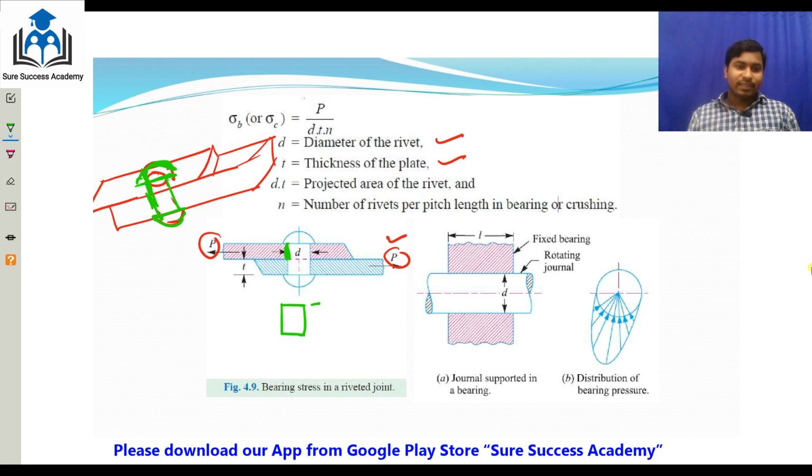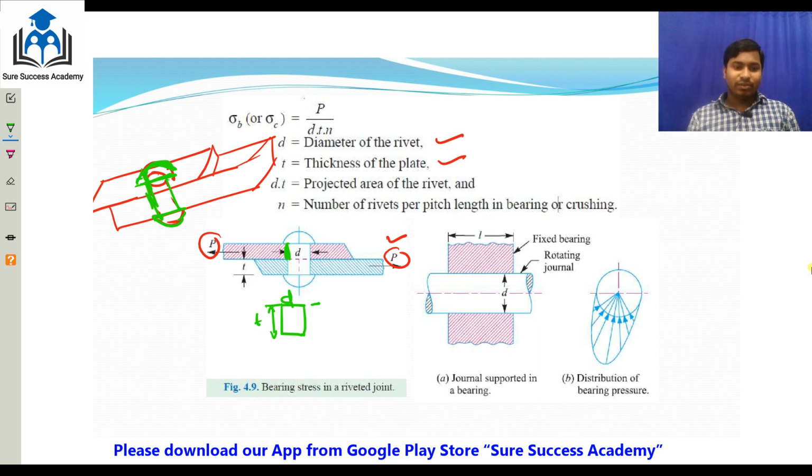d is the diameter of the rivet. This is the thickness of the plate, t, and d. This is the projected area. This area is known as the crushing resistance area, or bearing resistance area. If n is equal to the number of pitch lengths in the bearing crushing area, then that will come.